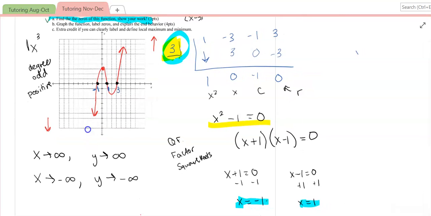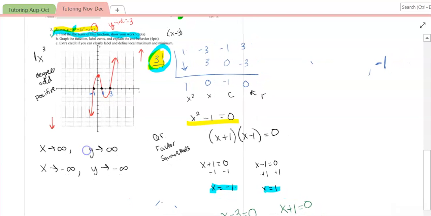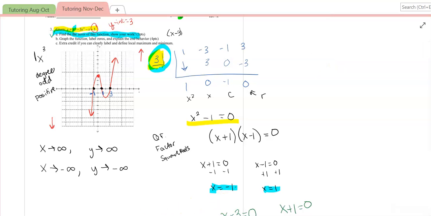You do earn extra credit if you clearly label and define the local maximum and minimum points. That's actually not something that I taught you in class this year. That's why it's extra credit. Because of the pandemic, we've been cutting material from the lessons. So if you have interest in figuring out how to find the maximum and minimum, I will encourage you to look at other resources that are available to you.